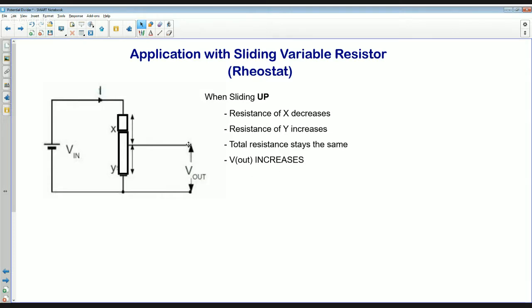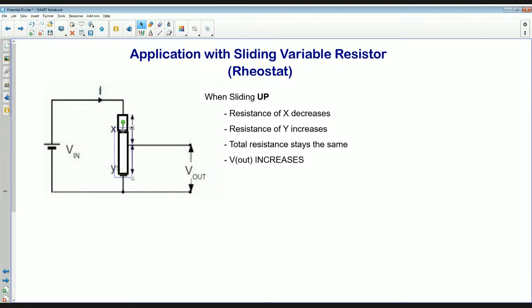Why? Because of the potential difference over here, parallel circuits, the potential difference across here and the potential difference across here would be the same. So if there is a bigger resistance over here, therefore the potential difference between this point and this point has increased, and therefore V out will also be increased, right?